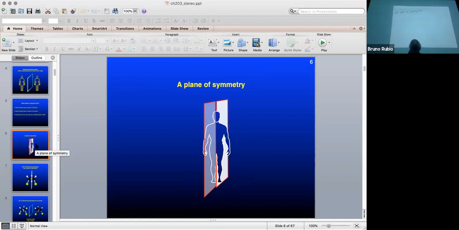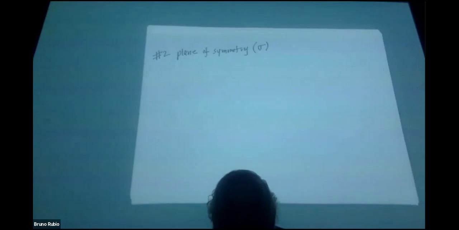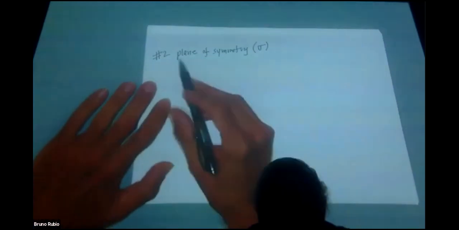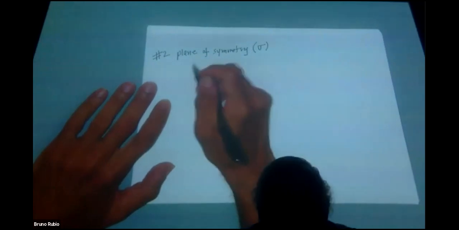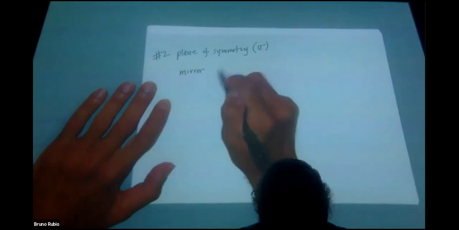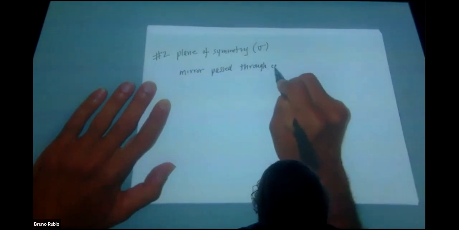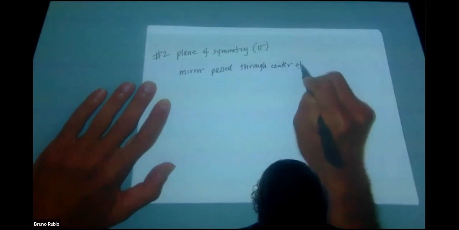And we talked about how when you stand in your Tadasana, you are not chiral. You have a superimposable mirror image because in that posture, you have a plane of symmetry. So let's just write this down. What is a plane of symmetry? This is a mirror plane that is passed through the center of an object.